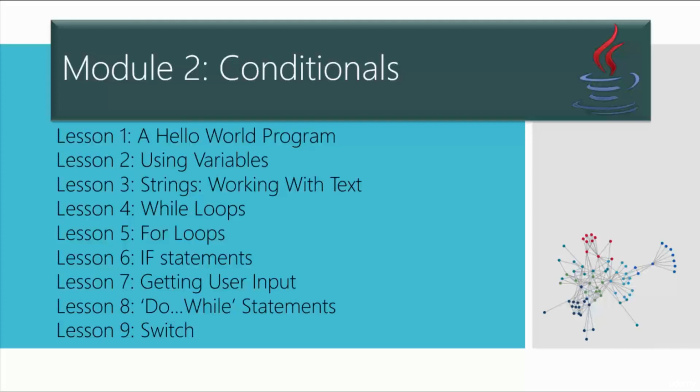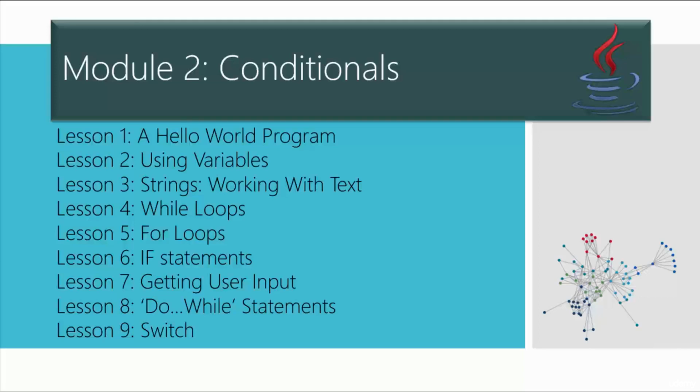Lesson 4 will get into the while loops. What a while loop does is repeat a statement or a group of statements while a given condition is true. Lesson 5 will get into the for loops. A for loop simply executes a sequence of statements multiple times and abbreviates the code that manages the loop variable. Next, in Lesson 6, we'll get into the if statements.